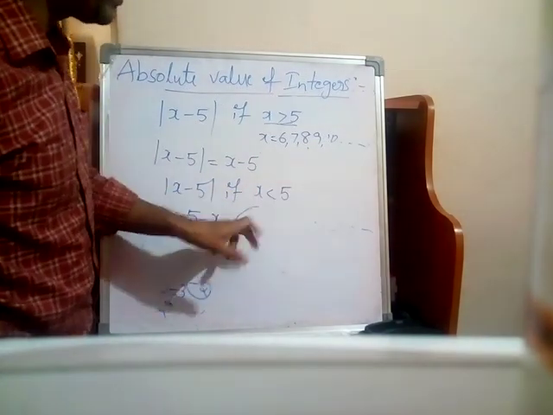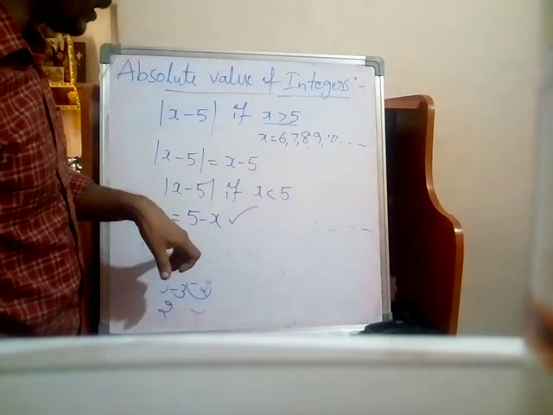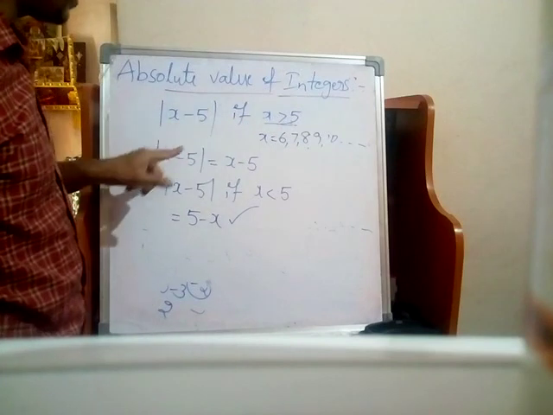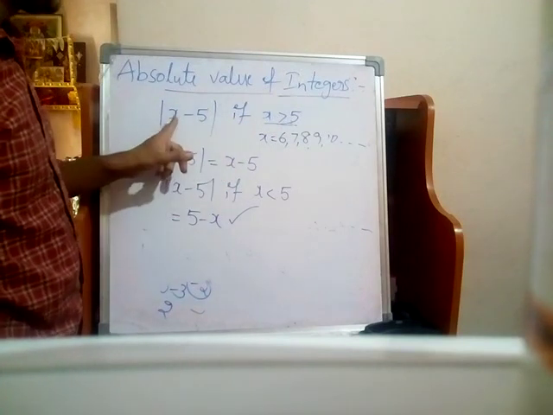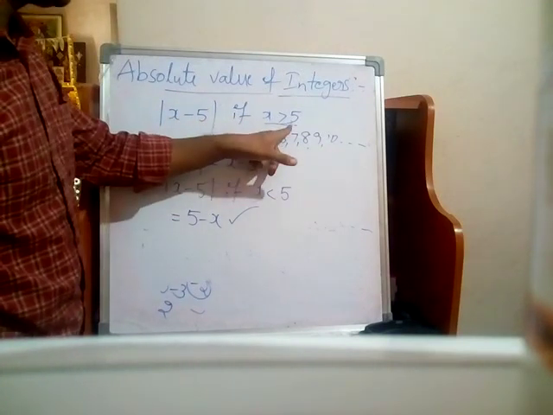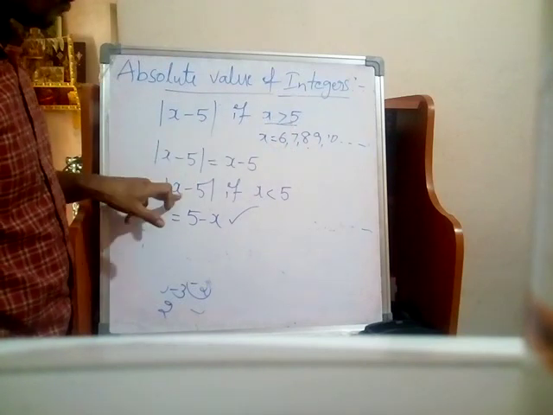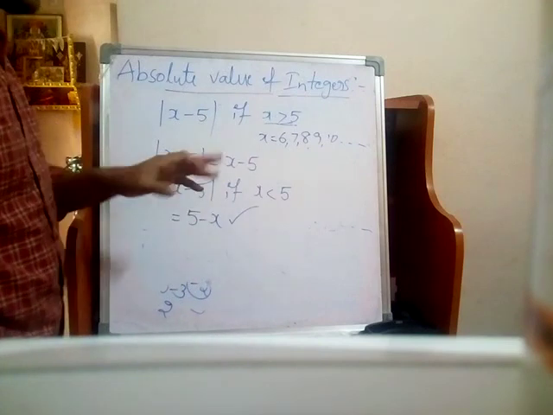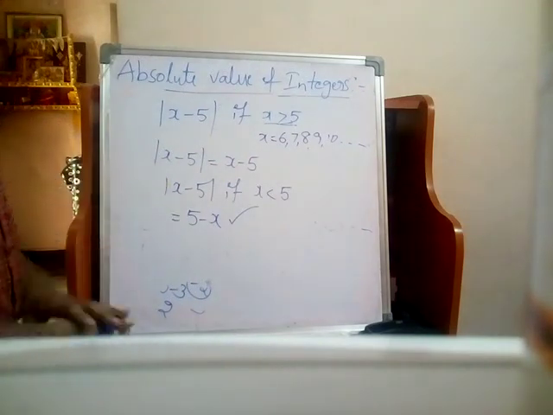Easily, here which one is greater? 5 is greater, so you take 5 first. Here which one is greater? x is greater, so you take x first. So modulus of x minus 5, if x is greater than 5, is x minus 5. Modulus of x minus 5, if x is less than 5, here 5 is greater, so that's why 5 minus x. So this is the absolute value of integers.